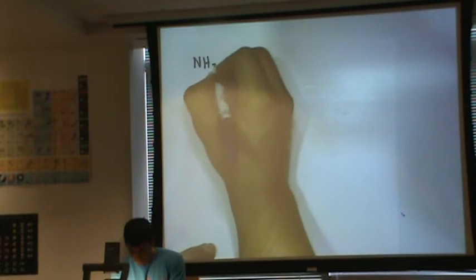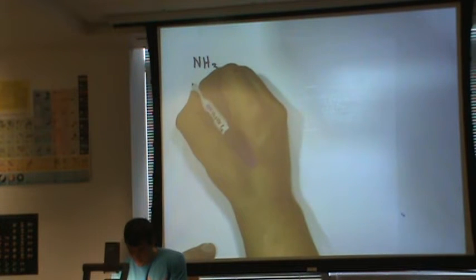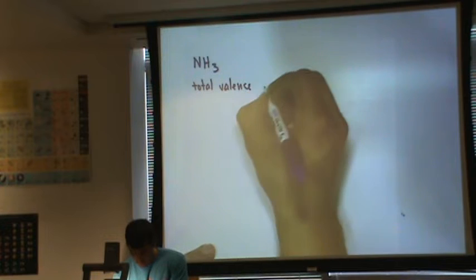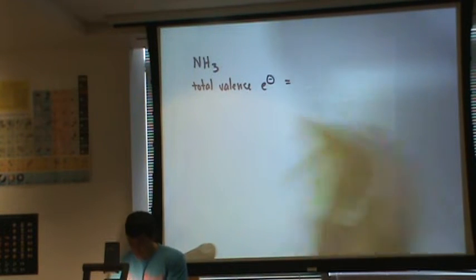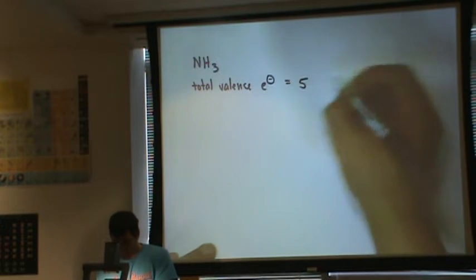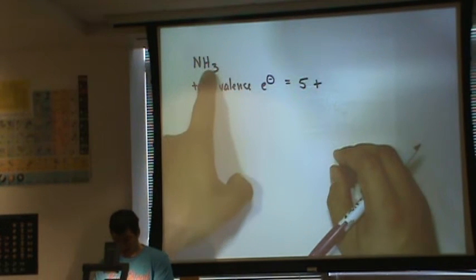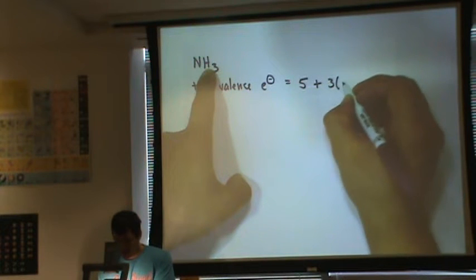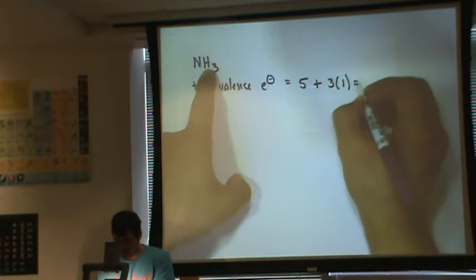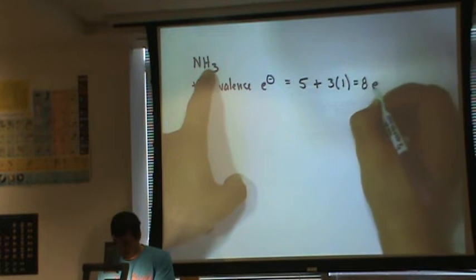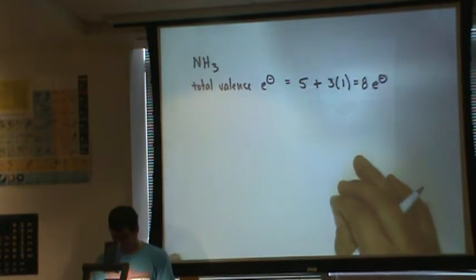So let's do ammonia. All right, let's find the total valence electrons. Nitrogen, again, we just figured that out, that was 5. We have 3 hydrogen atoms, in which each atom has 1 electron. So we have 5 plus 3, because 3 times 1 is just 3. We have 8 electrons, like that.